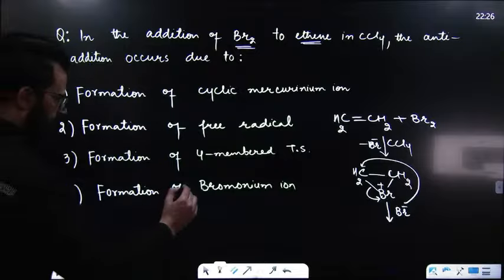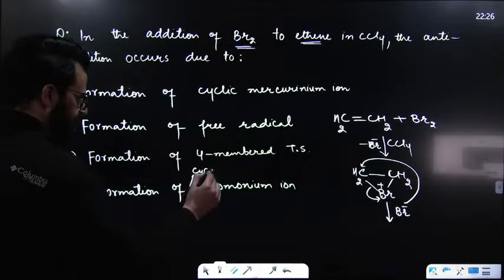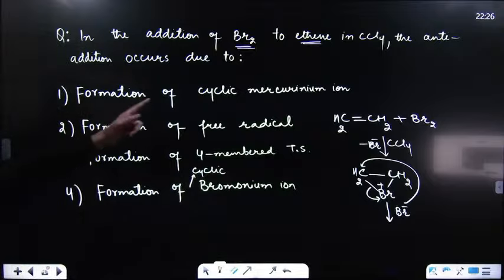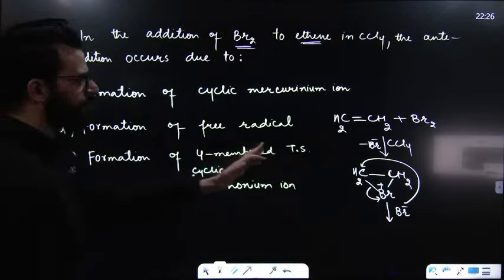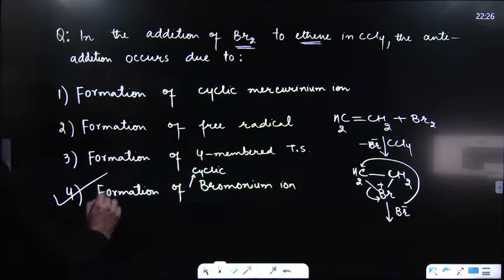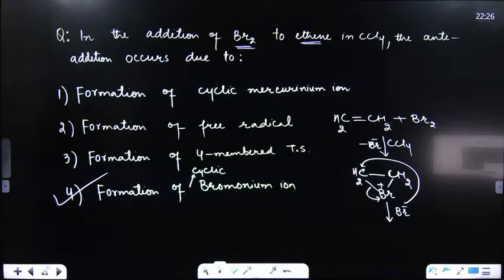Here it should be cyclic. So formation of cyclic mercurium ion, no. Formation of free radical, no. Formation of a 4-membered transition state, no. So this is the formation of the cyclic bromonium ion. This is the right answer.